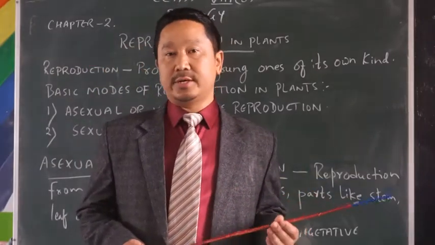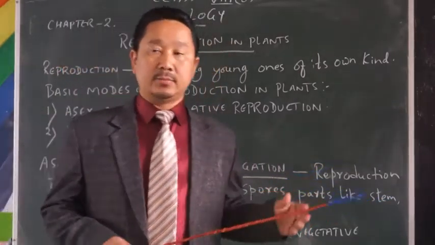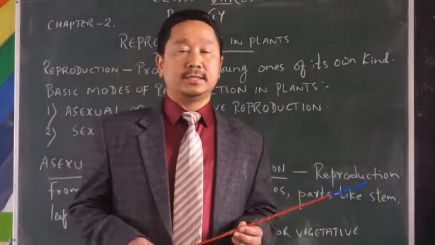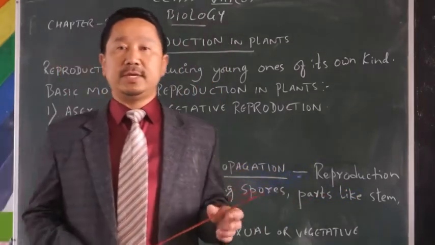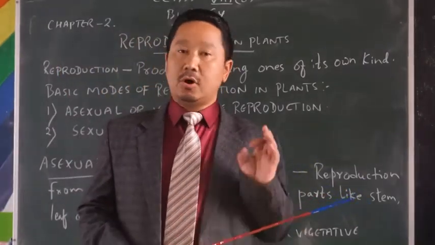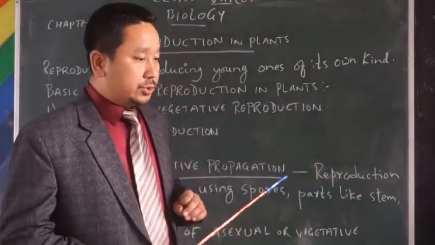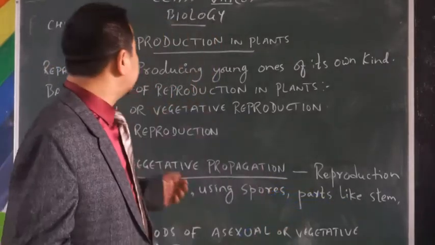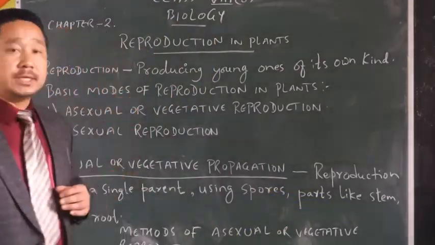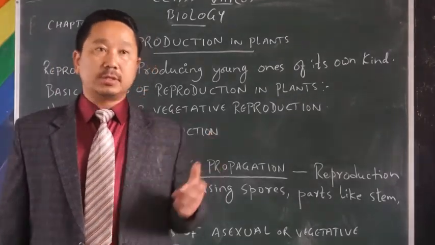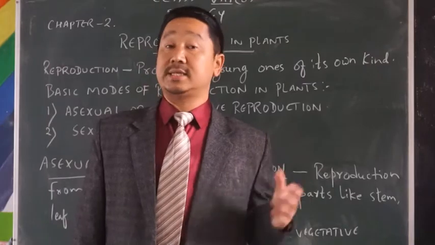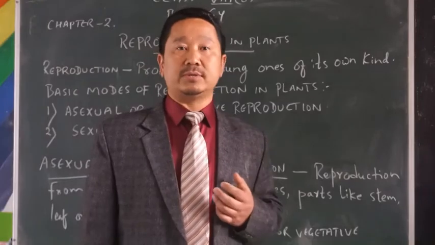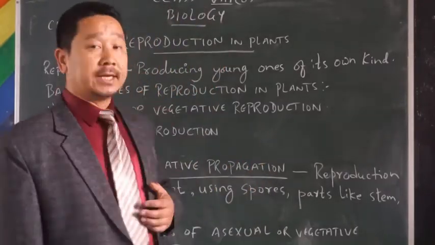This is for class 8, and I am going to take biology class for all sections of class 8, that is 8A, 8B, and 8C. That means all sections of 8. So, we will be doing chapter number 2, reproduction in plants. We have reproduction in animals also, but that is in chapter number 3, which we'll do later on. First we'll do chapter number 2, where we find reproduction in plants.